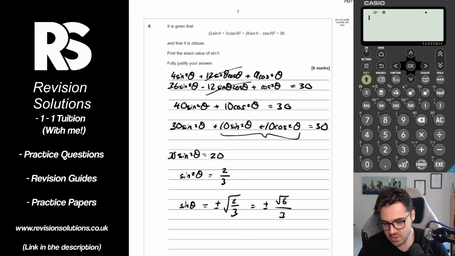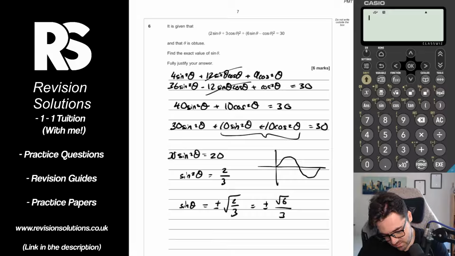So if theta is obtuse, that means it's bigger than 90, so it's not an acute angle, but it's smaller than 180, so it's not a reflex angle. So we need to think of what value of theta would make sense with our sine graph. If we look at the sine graph, if you take a negative value, it's always going to be a reflex angle over here past 180 degrees. So it's going to have to be the second solution, for when it's positive. So that's when sine theta is actually just root 6 over 3.